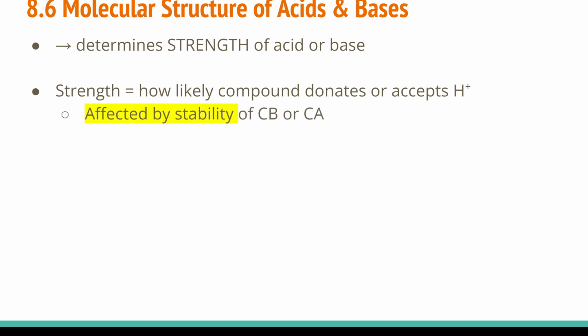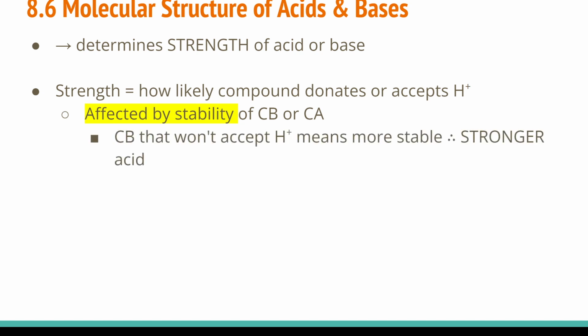And the way that we know its strength is by stability of the conjugate base or the conjugate acid. And so stability is how likely those conjugates exist as itself in solution. So pretty much how likely is that particle staying that particle in solution. So you have your acid, for example, and so the acid becomes a conjugate base when it donates an H to whoever it's donating to. And so the stability is based off the conjugate base of that acid.